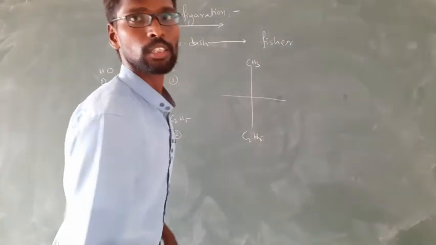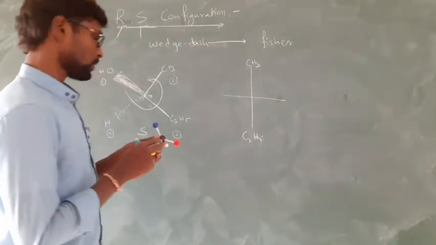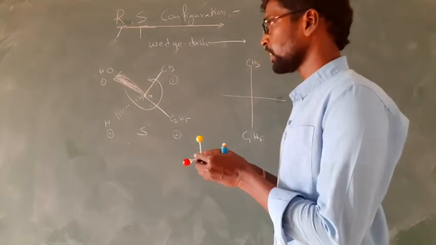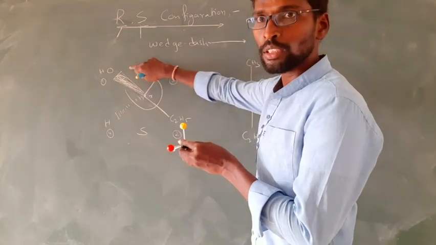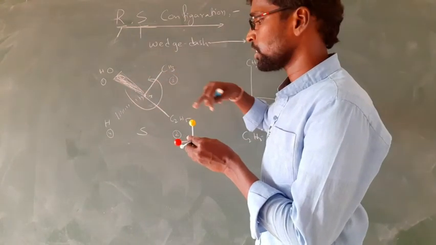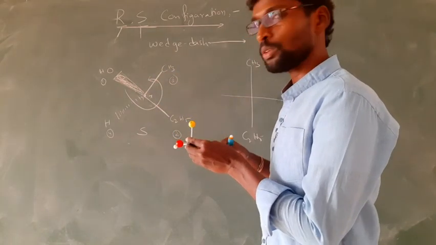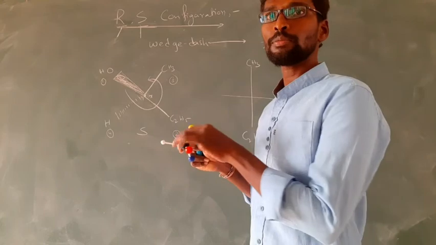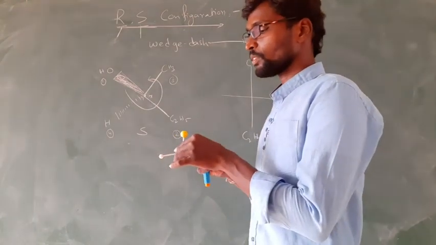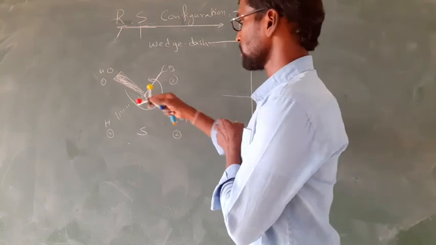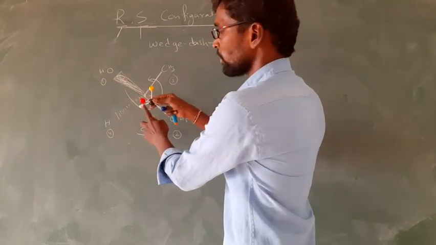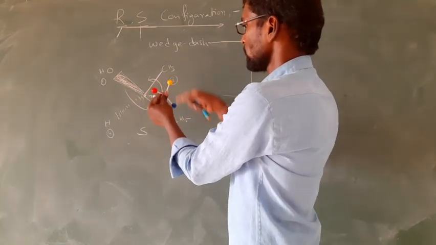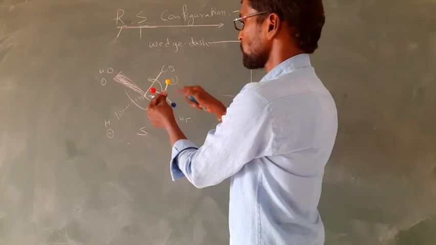So I am taking a 3D representation here. This is a representation of the molecule. OH is red, CH3 is yellow, C2H5 is blue, and H is white. The representation I have taken is the same as this. H is away from your vision, the red OH is nearer to your vision, and CH3 and C2H5, these two, are in a plane.